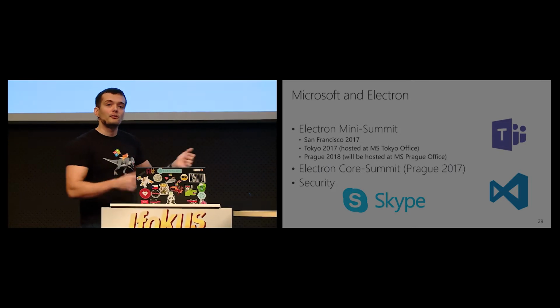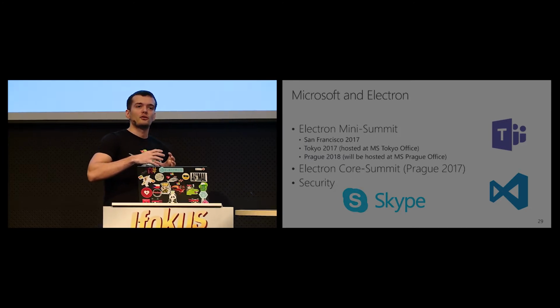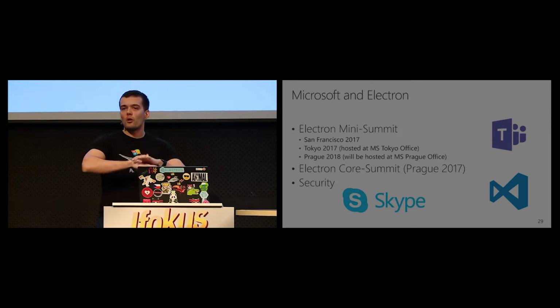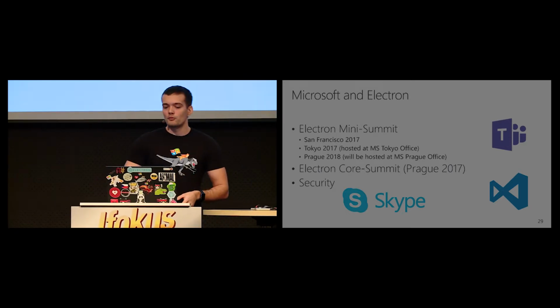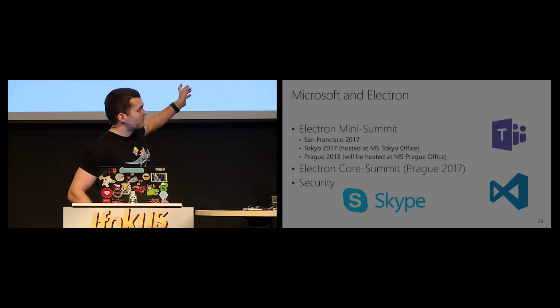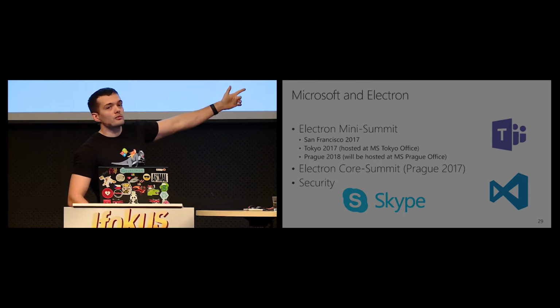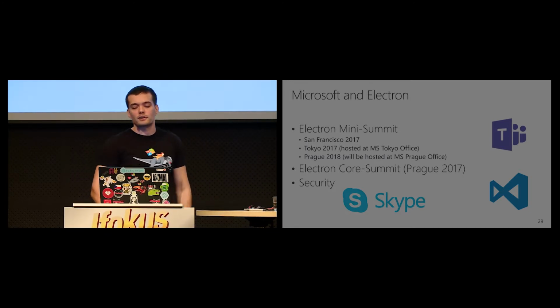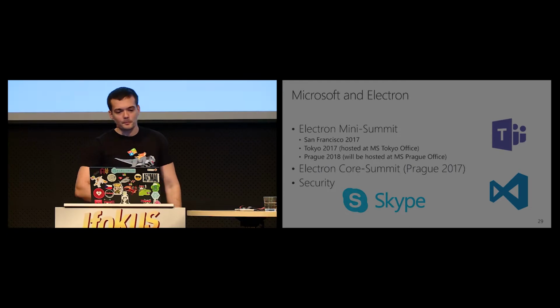Then we had a core summit where we discussed the ins and outs of Electron, because Electron is quite a huge beast, and to be honest, no one actually knows the whole mapping of the code. So that was a good gathering, and then we also helped each other with security issues. Here you can see the main apps at Microsoft: Skype, Visual Studio Code, and Microsoft Teams, the collaboration tool from Microsoft, available on the Office 365 subscription.